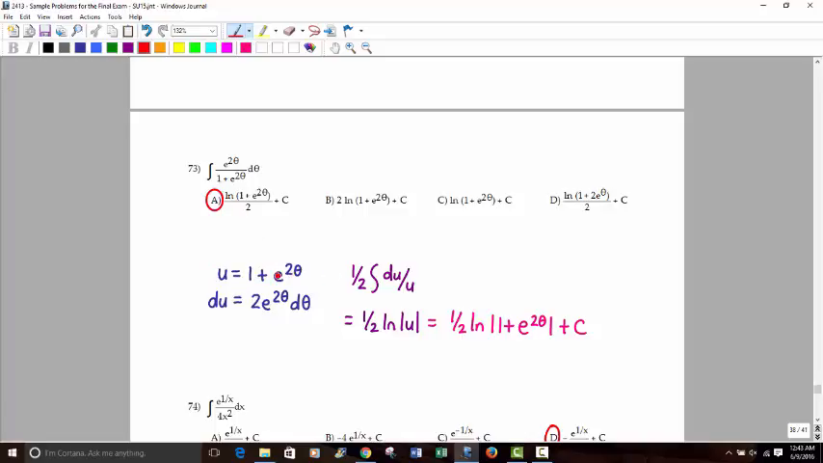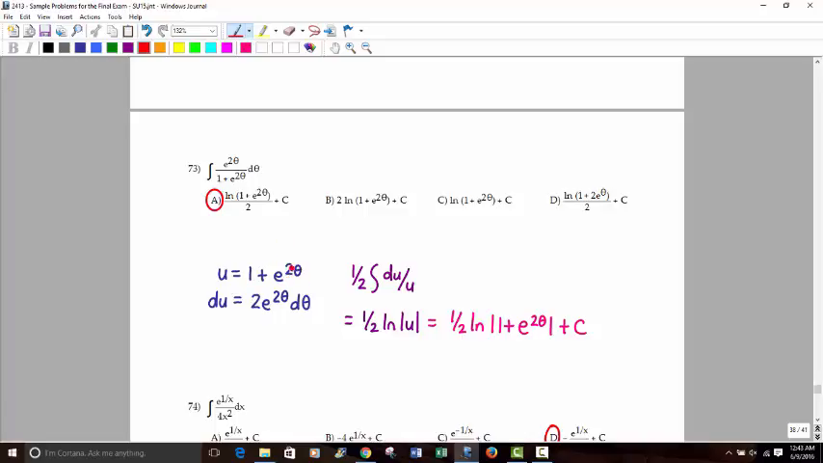Now, you might think, what about just e to the 2 theta? But the rule of thumb is if you can include more terms, like the constant, you want to include it. That's the right way to do it. Because the 1 doesn't affect the derivative, and actually you have to do it. There's no choice. You have to include the 1 plus in there.